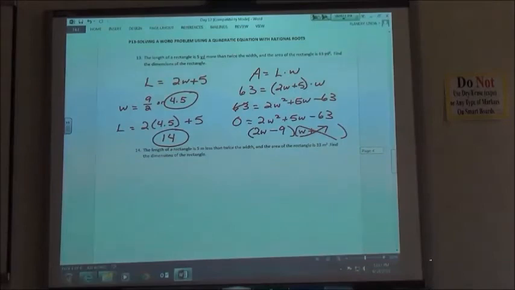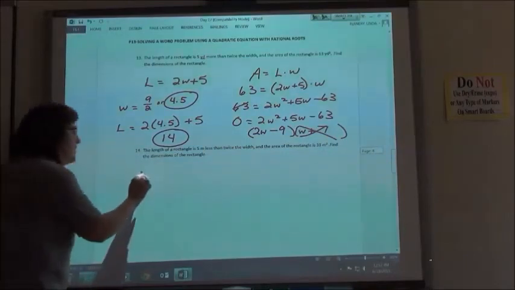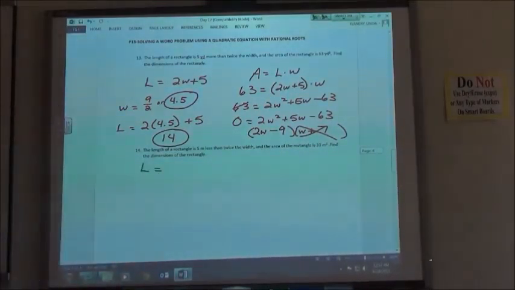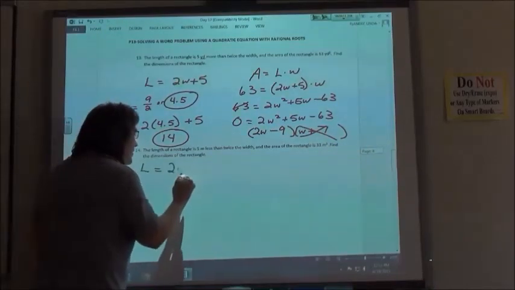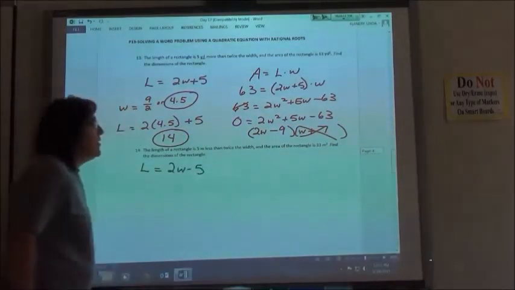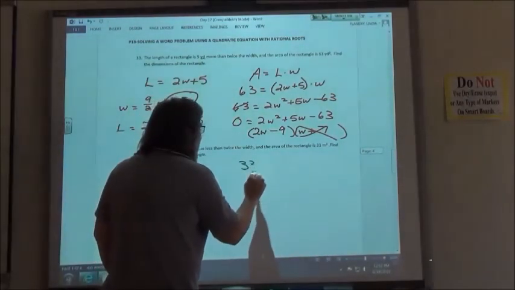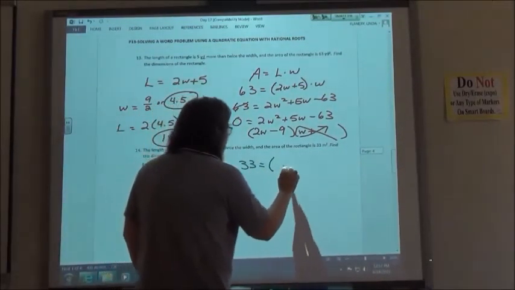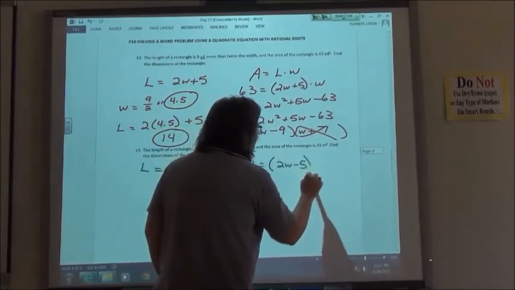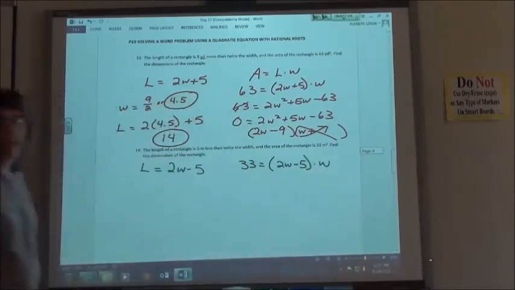So number 14 says the length of my rectangle is 5 meters less than twice my width. So what's L going to be equal to? 2W minus 5. This time it says the area is 33 meters squared, so 33 is going to equal my length, which is 2W minus 5, times my width, which is just W.